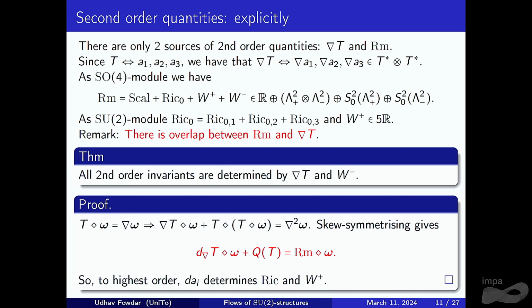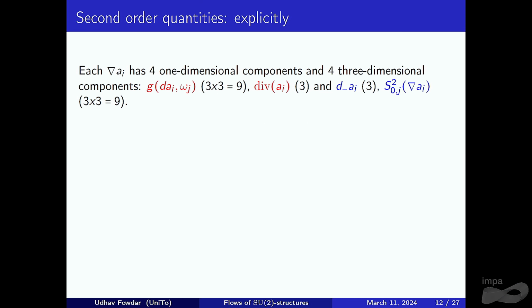So the key point of this is the following: because T is determined by a triple of 1-forms, what this tells you is basically that the exterior derivative of these αi will determine Ricci and the self-dual part of Weyl. Okay? So we're looking for second-order invariants. So let's go back to the derivative of the torsion. So you take a covariant derivative of a 1-form.